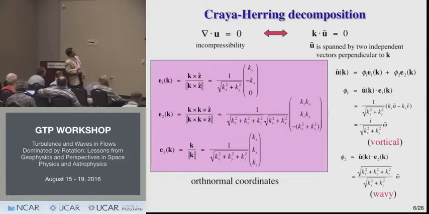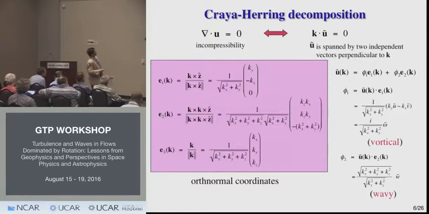To analyze the velocity field, we use the so-called Craya-Herring decomposition, which is similar to the previous speaker's toroidal-poloidal decomposition, and the idea is very simple. Incompressibility is written by this in Fourier space. So the U component is perpendicular to the wave vector k. So U is spanned by two independent vectors perpendicular to k. We use k, e1, e2, e3, which makes orthogonal coordinates, and we expand u_k using just e1 and e2. That's a toroidal and poloidal decomposition.